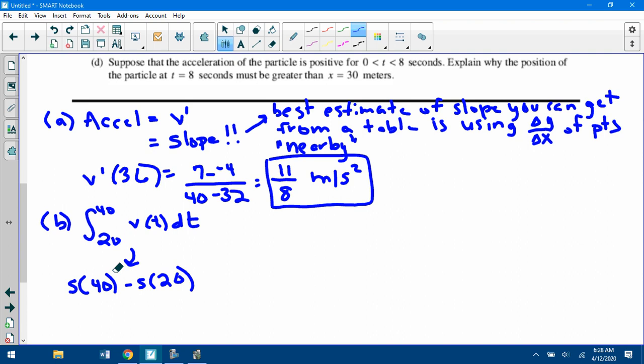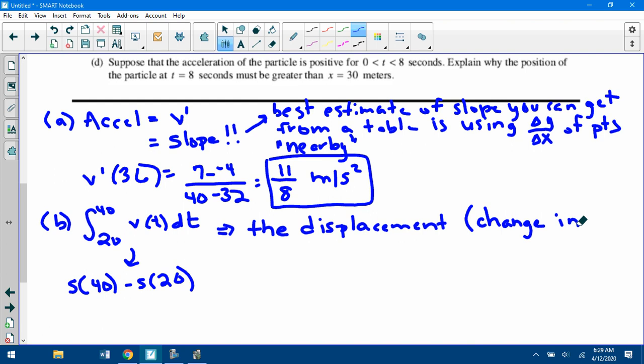It's some particle moving. Here's where it was at time 40. Here's where it was at time 20. So if I subtract those, we get, careful in saying distance traveled, it's the displacement, where it ended minus where it started. So in the context of this problem, this would be the displacement or change in position. Don't say distance unless it was absolute value.